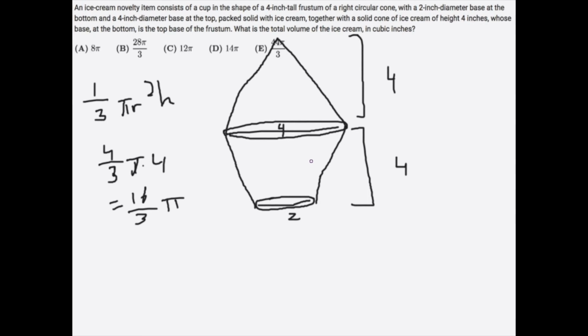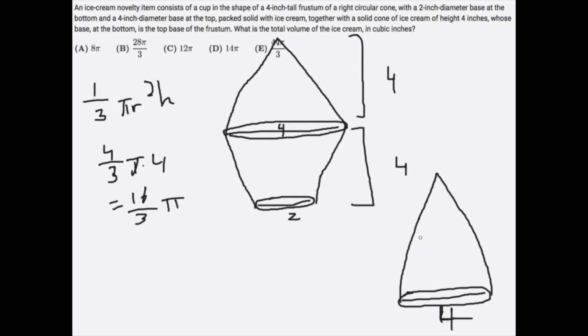If we look at the frustrum, we notice that it's basically a larger cone with its top cut off. So if we just flip it over to make it look simpler, it's basically a large cone with diameter 4 with the top cut off. Right. This is 2, and by similar triangles, if this is 4, then this top part is also 4.